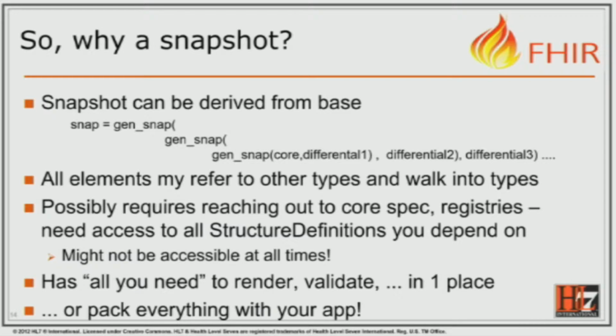Because a structure definition can be constrained by other structure definitions, which can be constrained by other structure definitions, and so on, you'll have this whole tree of generating snapshots. And all of these might point to websites where you can find these structure definitions, where you can find the value sets. You have to include all that stuff to be able to generate a full snapshot. All these sources might not be accessible at times.